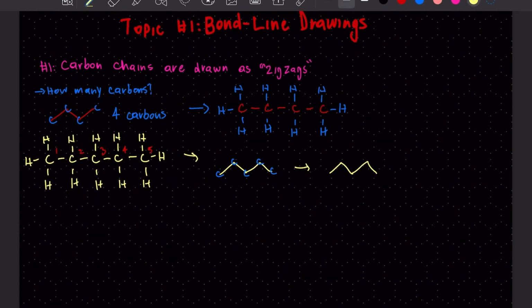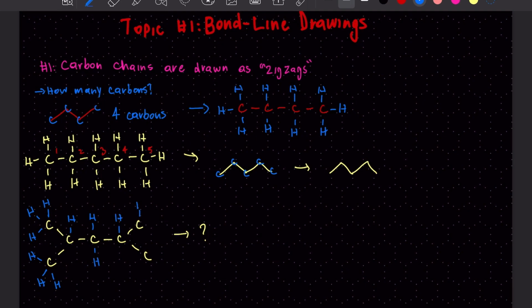Let's now look at another example. Let's say we're given this structure right here, and we were told to draw the bond line structure for it. So how would we draw that? We could add the hydrogens to this condensed structure just for better understanding. And so how will we approach this problem?